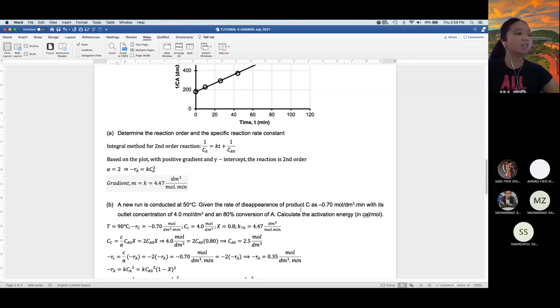Calculate the activation energy. So soalan ni a little bit complex sebab dia kata a new run is conducted at 50 Celsius. So sekarang kita nak buat run yang baru pada suhu 50 Celsius.